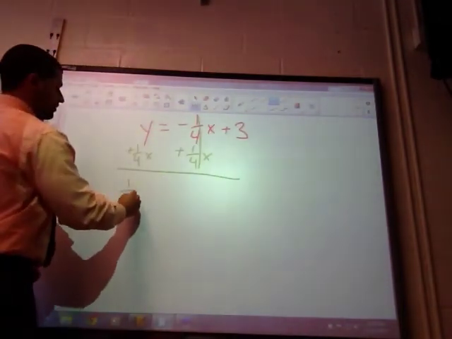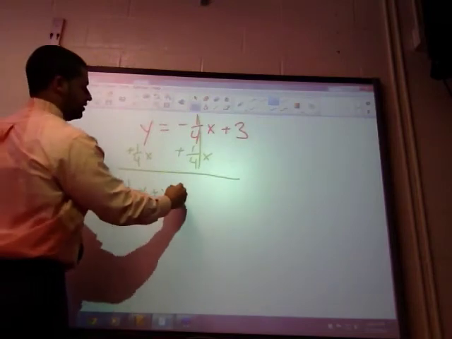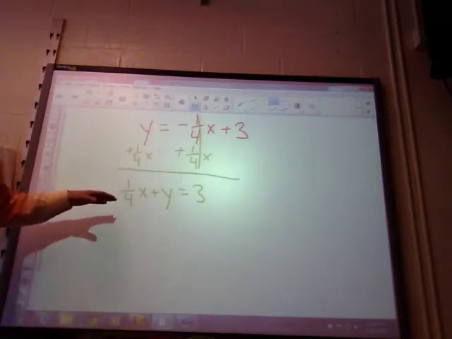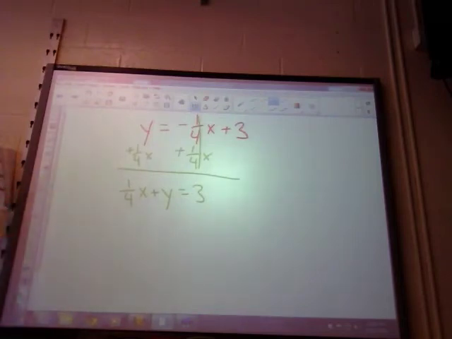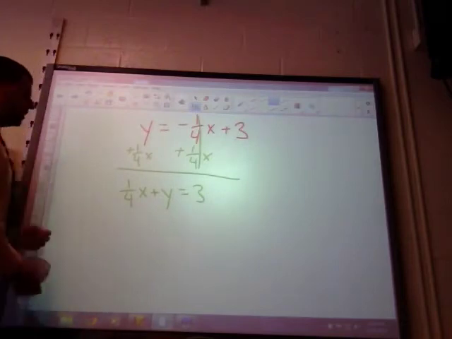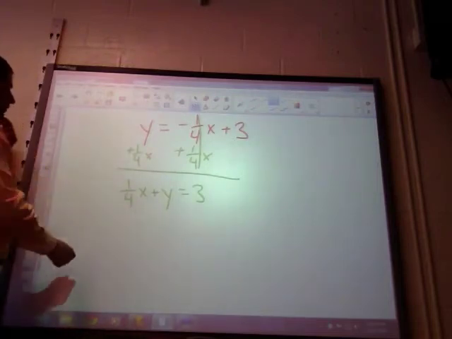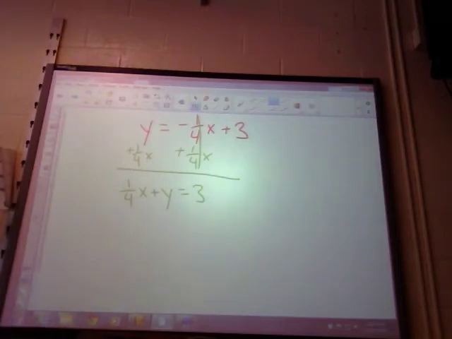So we have 1/4 x plus y equals 3. Now the only issue that's left is the 1/4. This is not negative out in front, so it doesn't need to change, but we need to get rid of the fraction. So how could we get rid of the 1/4 and make that into an integer? What could we do to change this problem from 1/4 to something that might work better for us?